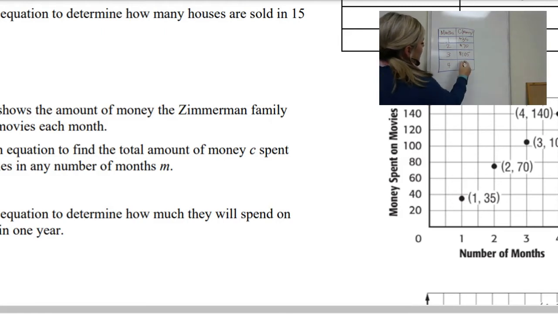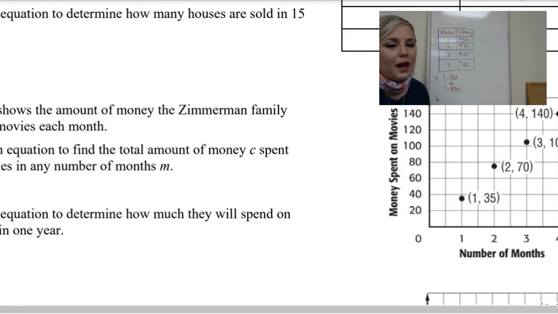Okay, so I can kind of see that the relationship is $35 a month because 35 plus 35 is 70. 70 plus 35 is 105, and 105 plus 35 is 140. So $35 a month is what they're spending on movies. So for A, they want us to write an equation to find the total amount of money C spent on movies in any given number of months. So C equals 35 times something, or however you feel comfortable writing it.